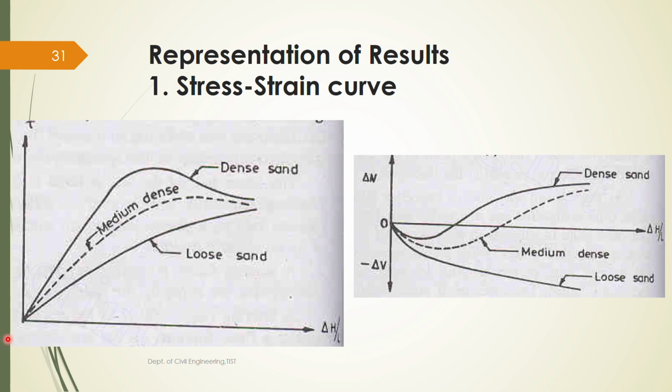If you are conducting the test on a medium dense sand, then this will be the curve. And if you are conducting it on a comparatively loose sand, then this will be the curve. So that is the stress strain curve, and there are some additional curves also. If you are plotting the strain with the volume change, then for dense sand initially the volume will decrease and then increase. For loose sand the volume will be decreasing like this, and for medium dense sand this will be the trend.